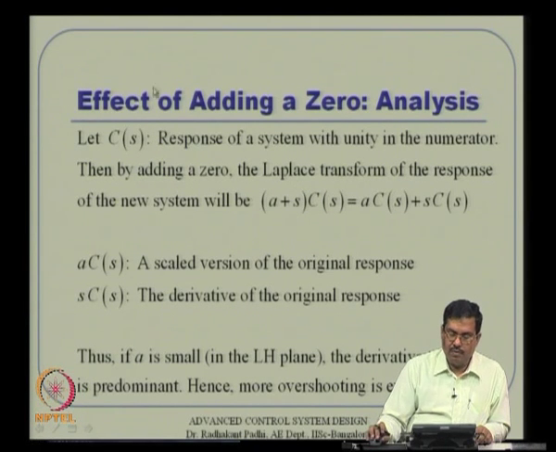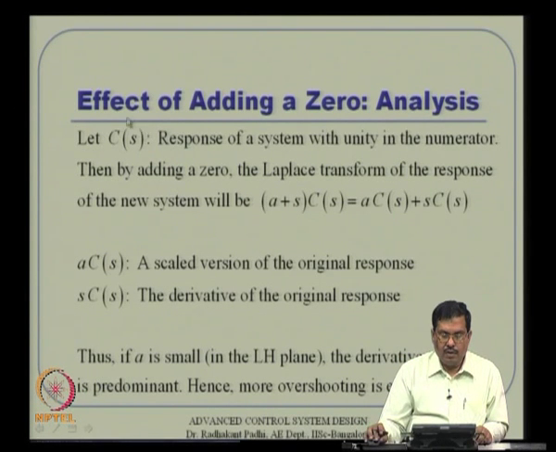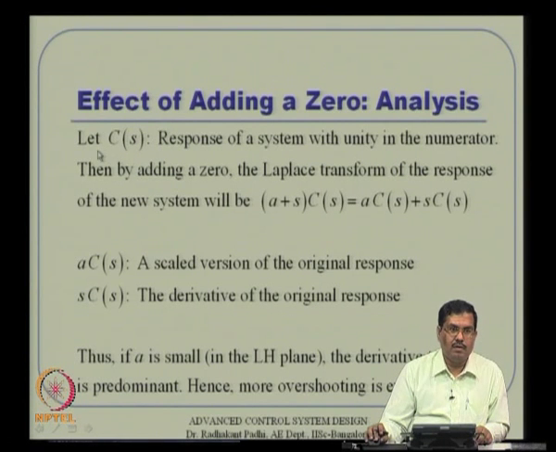Let us assume that C of S is the response of a system with unity in the numerator. That means there is nothing in the numerator other than just 1. That is C of S, the response of the system in the Laplace domain. Then by adding a 0, the Laplace transform takes this form. That is the response with the 0, like A plus S into C of S.